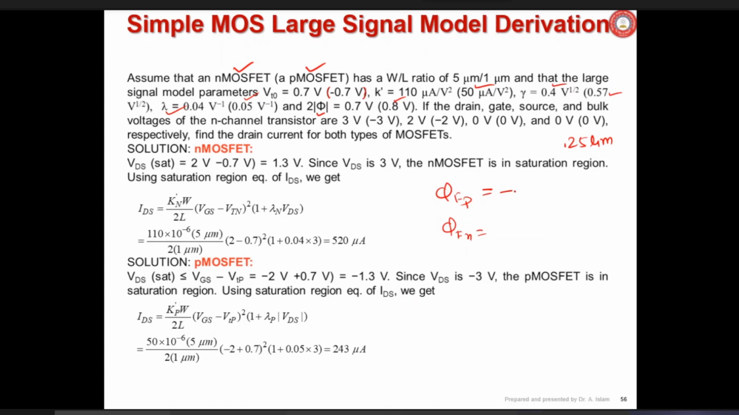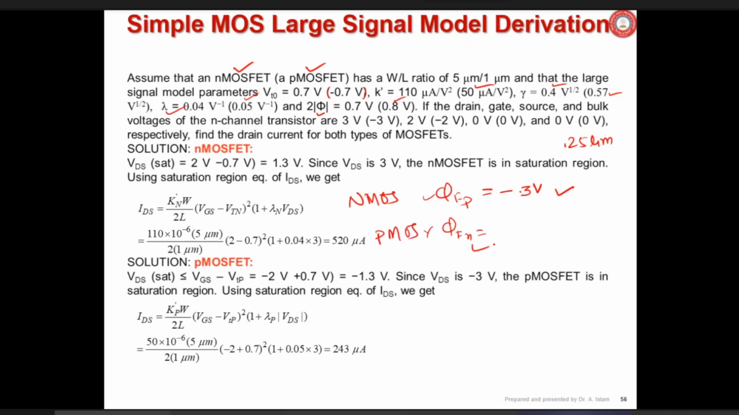Minus 0.3 for which one? For N MOS. So which one, this one or this one? I am confused between substrate and MOSFET. N MOS substrate is what? P type. This is the correct answer. Phi P is negative and this is minus 0.3 volt. This is for N MOSFET because N MOSFET substrate is P type, right? Yesterday also we discussed this.